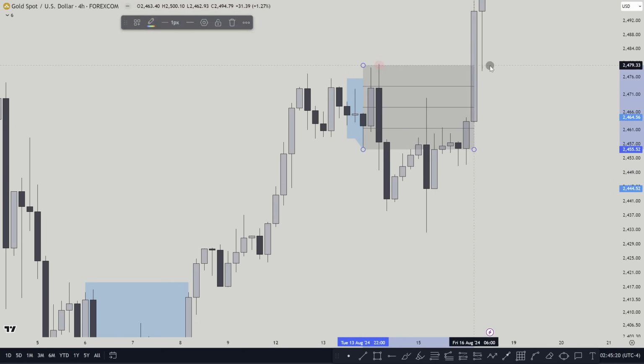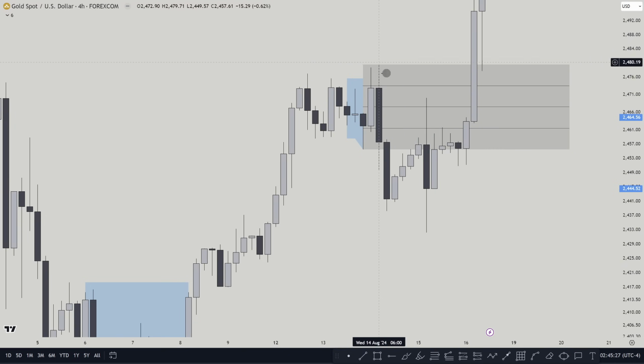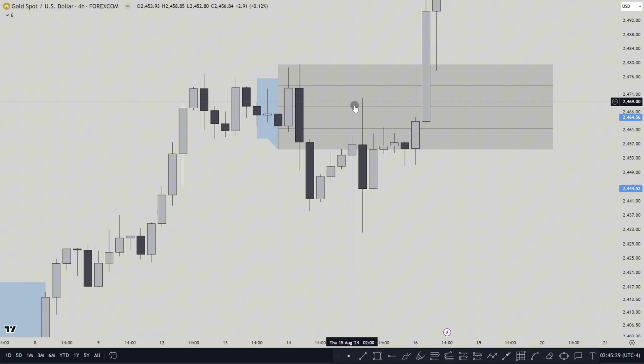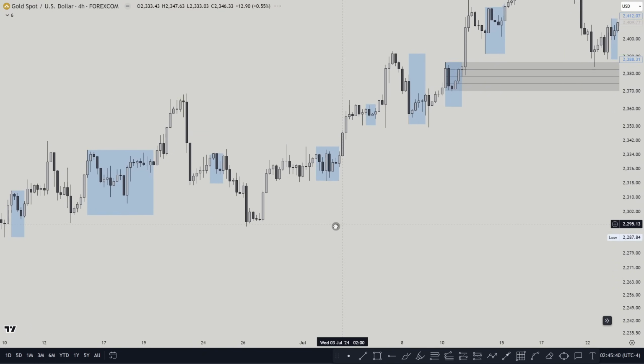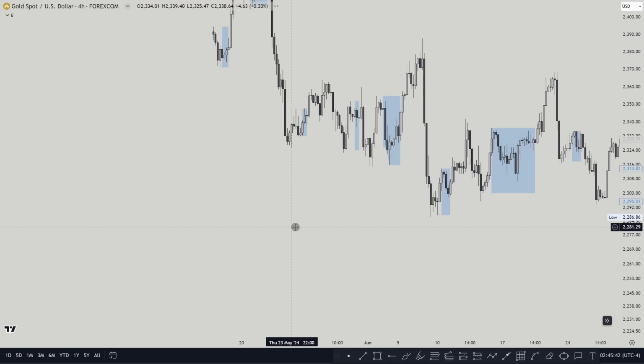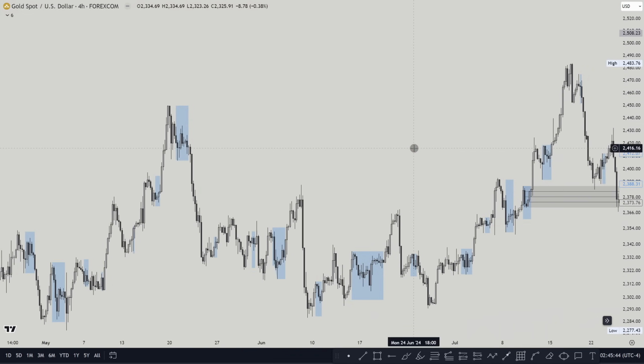If I take the quarters here from the low to the high, you can see 50% respected and then pushing lower all the way to taking the low here. That's another trading opportunity that you could have caught. Now this can be again applicable on any time frame, but I want to show you some more examples.